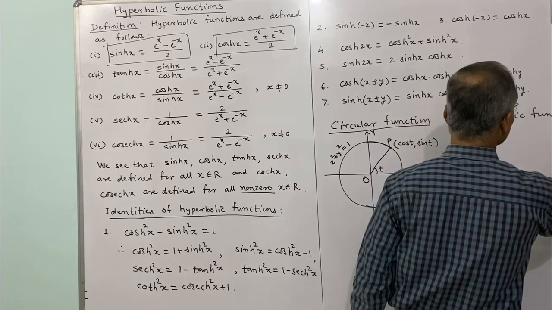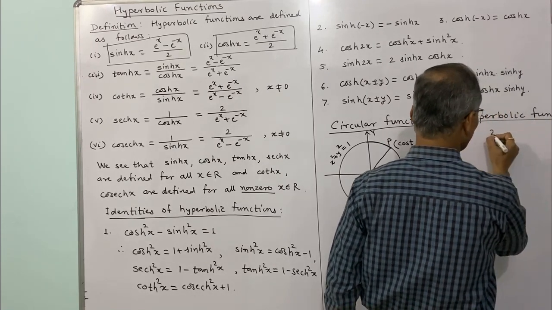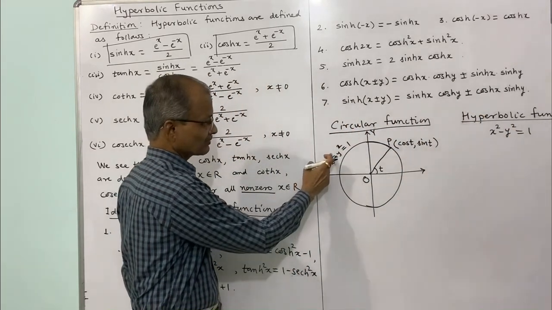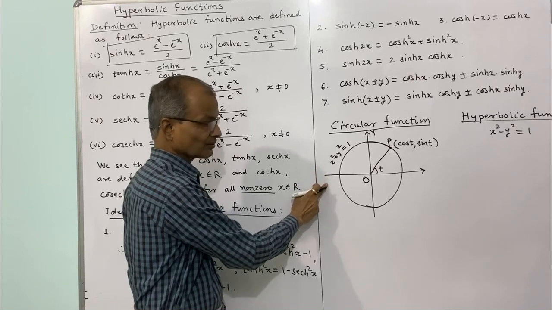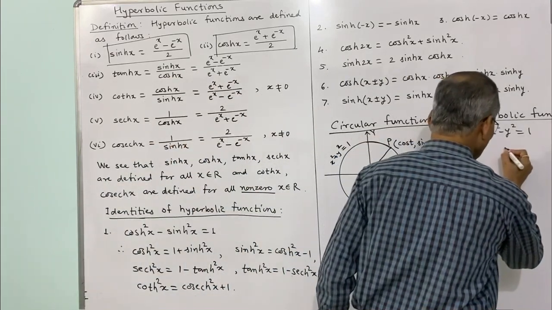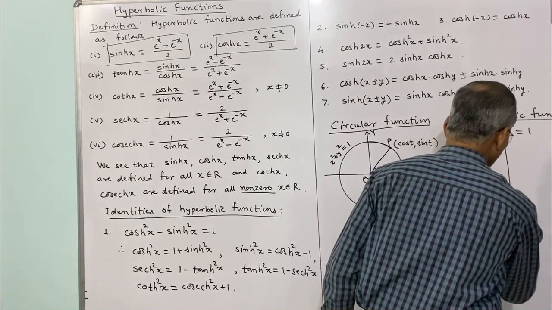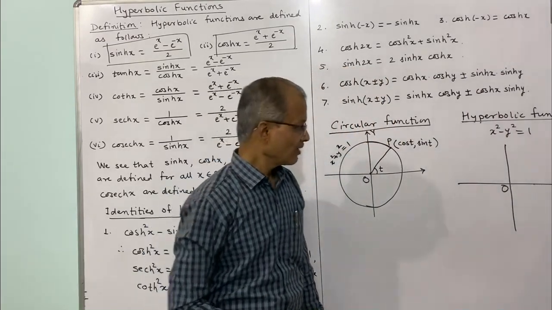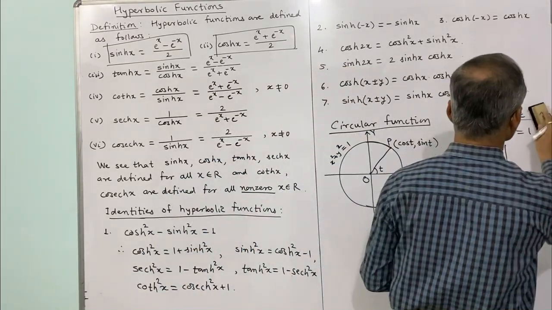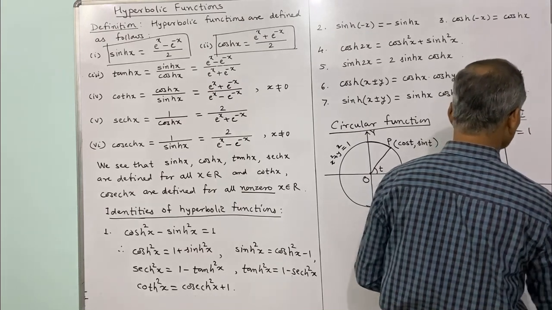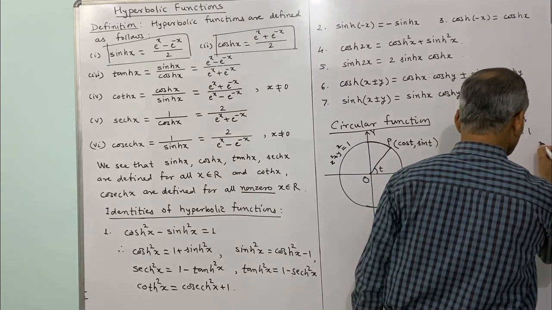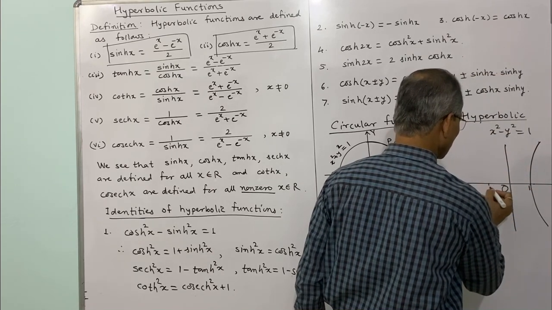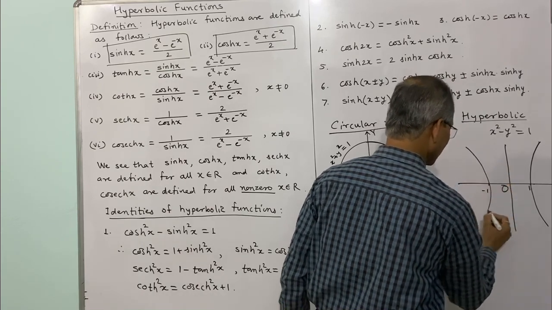For hyperbolic function, we consider the hyperbola x square minus y square is equal to 1. This is the equation of hyperbola. X square plus y square is equal to 1 is the equation of circle. Now the curve hyperbola is this one. This is origin, and a hyperbola has 2 branches. One branch we can show like this, on this side, and another here; here it is 1, and here it is minus 1. So this is the other branch of hyperbola.